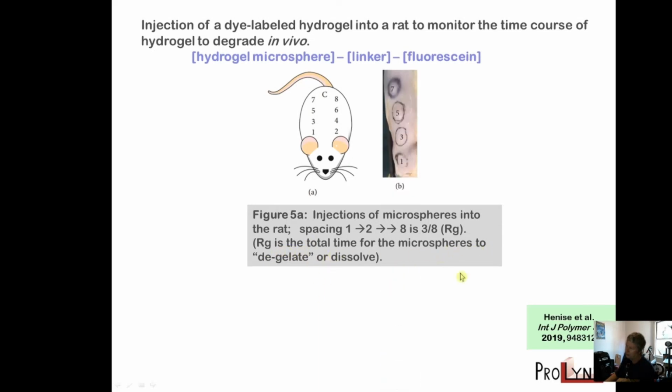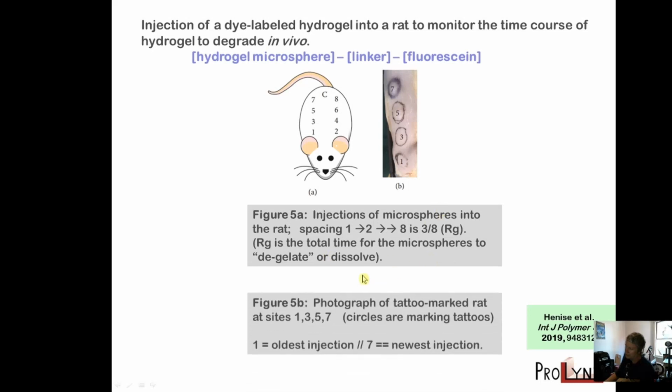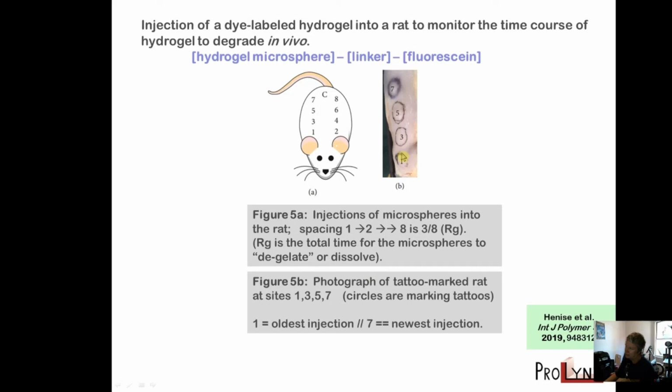And what this is showing is that these little circles actually have nothing to do with the drug. They're tattoos. They opened a mouse tattoo shop where they were tattooing mice, but this showed the injection sites 1, 3, 5, and 7. They're not showing the 2, 4, 6, and 8 on this slide. 1 is the oldest injection, and the 7 is the newest injection.